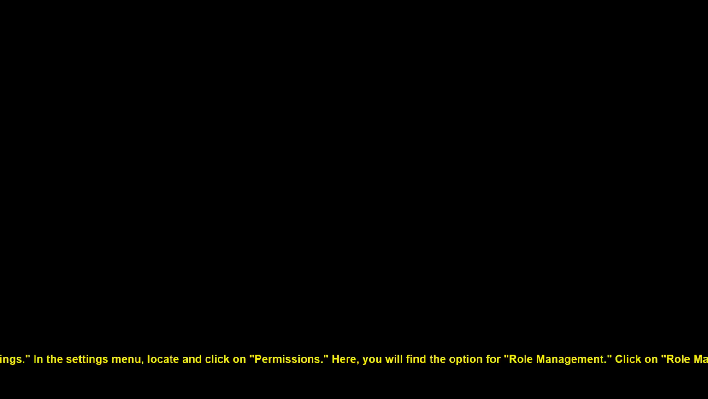To enable role-based access for enterprise governance in Wrike, start by logging into your Wrike account. Navigate to the admin section by clicking on your profile picture in the top right corner. From the drop-down menu, select Settings. In the Settings menu, locate and click on Permissions. Here, you will see the current roles listed on this page.